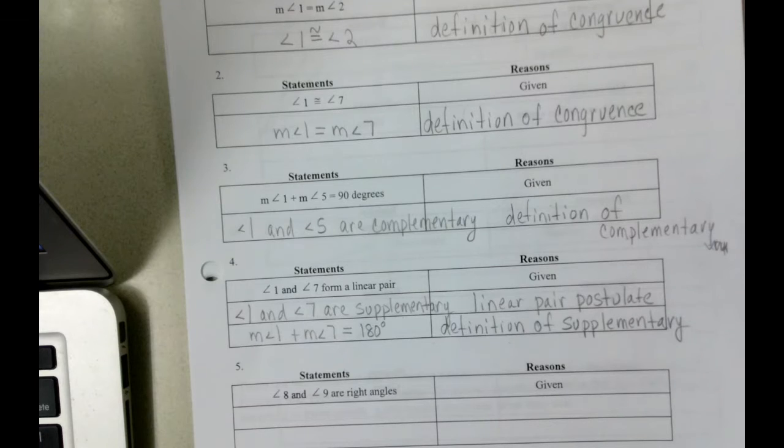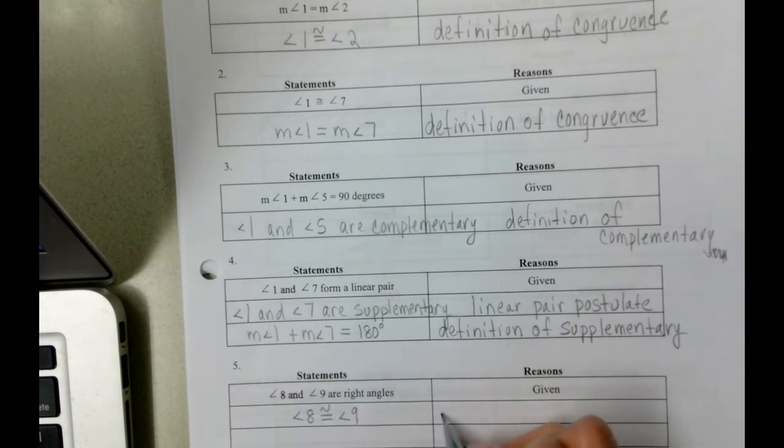As we look at problem number 5 here, angle 8 and angle 9 are right angles. So what we can say here is that angle 8 is congruent to angle 9, because they're both right angles, and that is our right angle theorem. Again, look back on page 14 at your right angle theorem if you're unsure there.